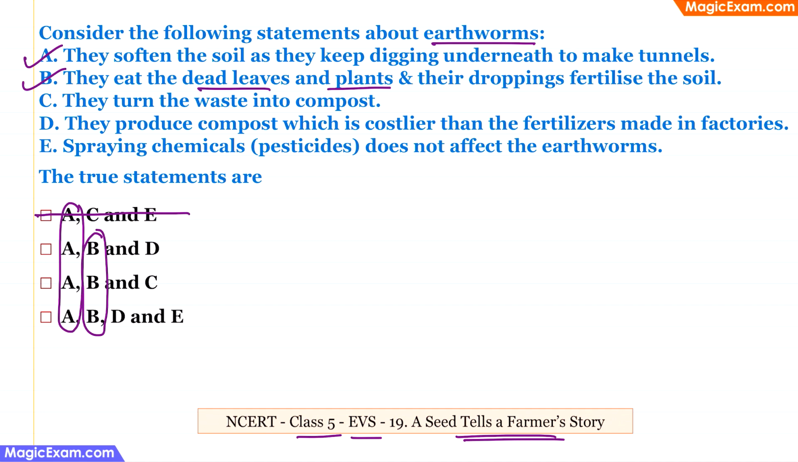Next, statement C says they turn the waste into compost. This is correct because the dead leaves and the dead plants, which are the waste, are turned into compost by the earthworms. Right? Because when they eat these dead leaves and plants, the excreta or the waste of the earthworms is the fertilizer. Therefore, statement C is correct. Therefore, any of the options which does not have C in it will be incorrect. Now, as you can see, the second statement does not have C. Therefore, this is incorrect. The last one also does not have C. Therefore, this is also incorrect. So, the correct answer has to be option 3, that is A, B and C.